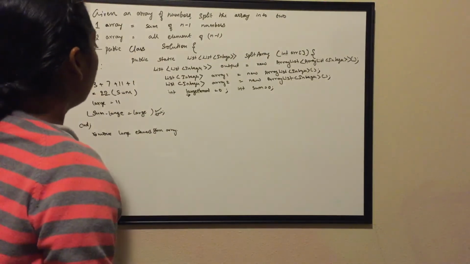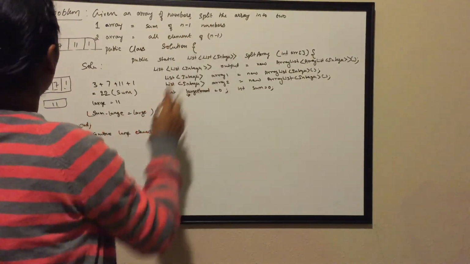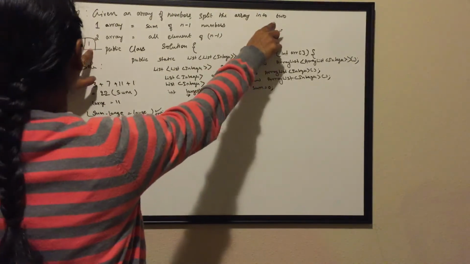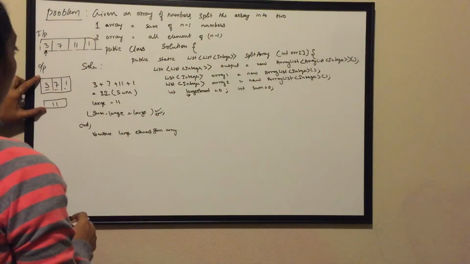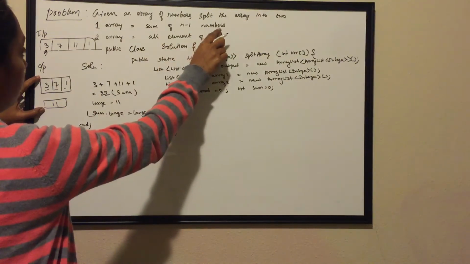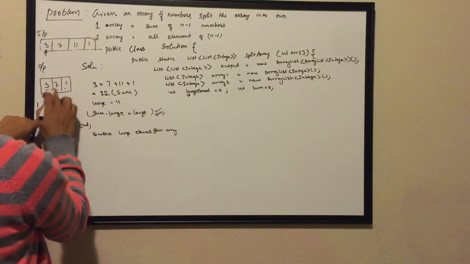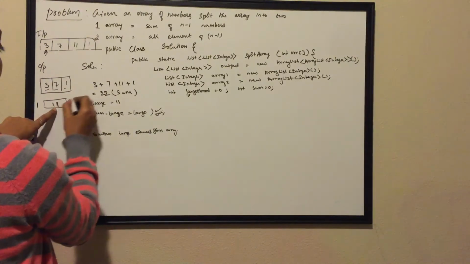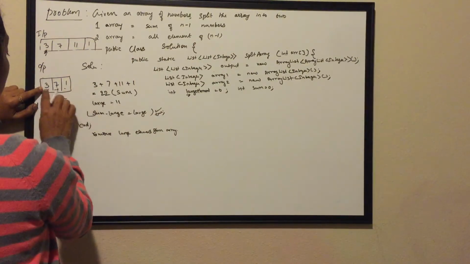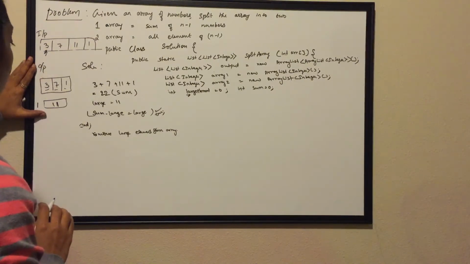So the problem statement that we're going to discuss is: given an array of numbers, like this array 3, 7, 11, 1, split the array into two, such that the first array contains a sum of n minus 1 numbers. So this is the array 1, which contains a sum, 3 plus 7 plus 1 is 11, and the second array contains all the elements, so it contains the remaining 3, 7, 1 elements. So this is the problem statement.